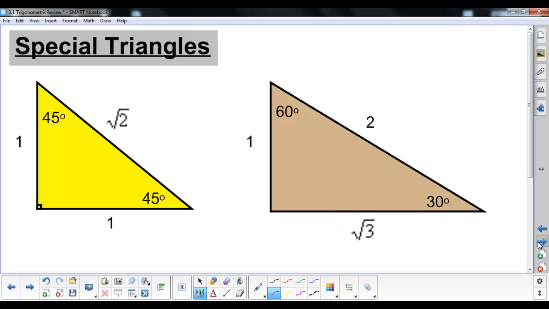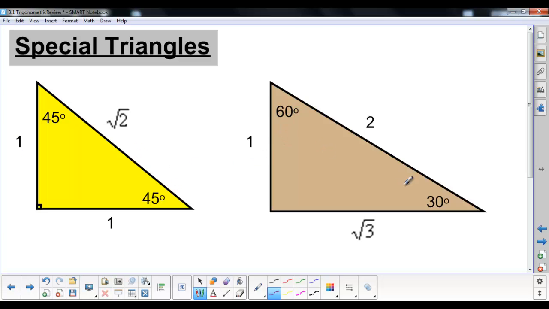The other thing that we need to remember is our special triangles. So in our 45, 45, 90 triangle, this yellow triangle here on the left, remember that the legs of the triangle are both 1 unit and the hypotenuse is root 2.